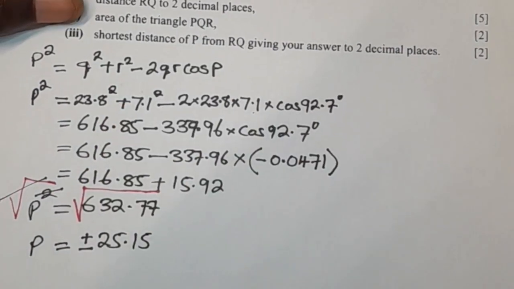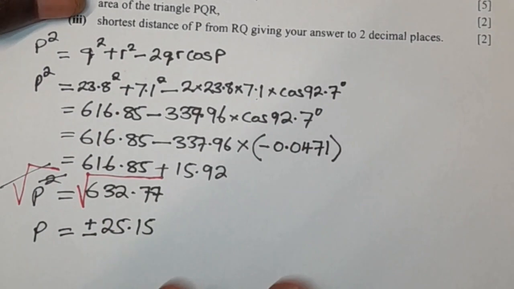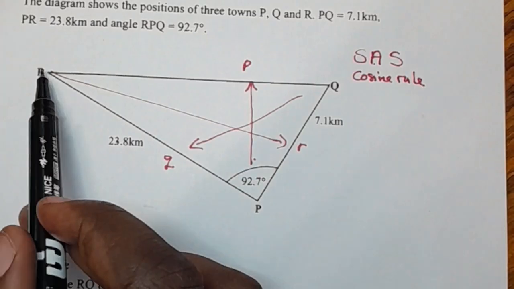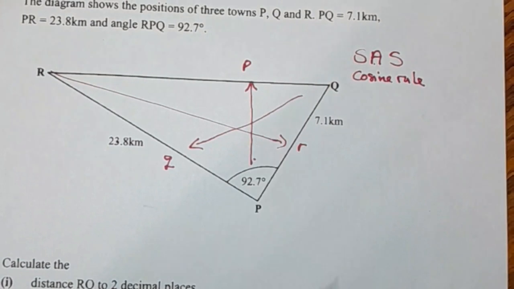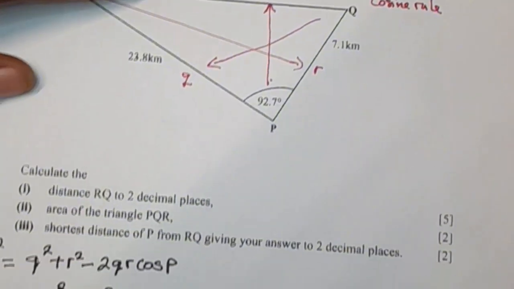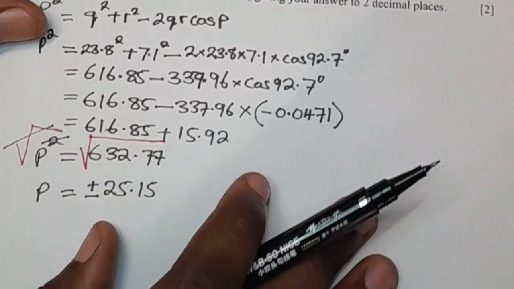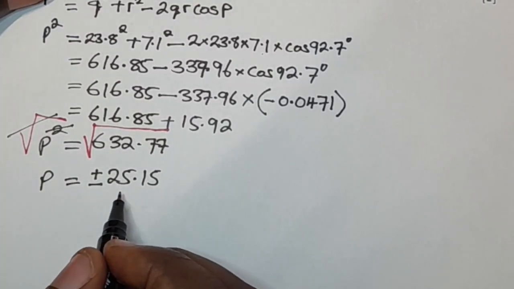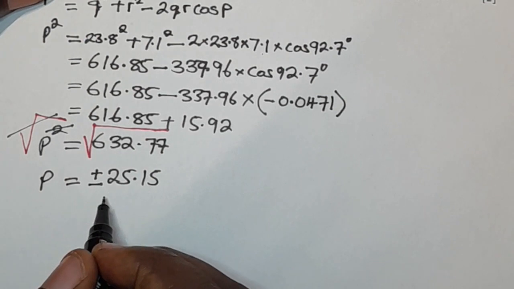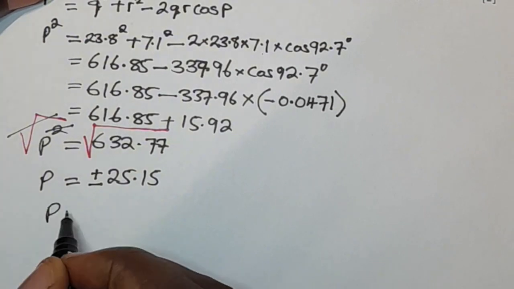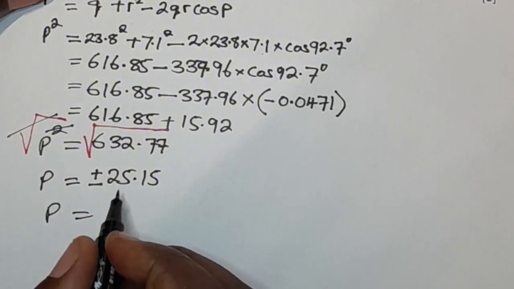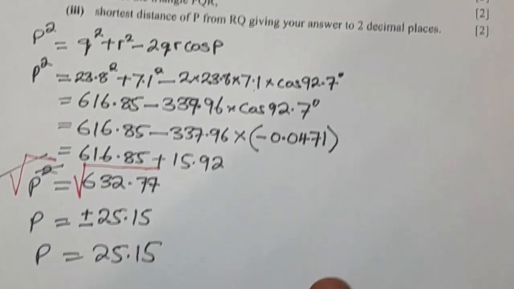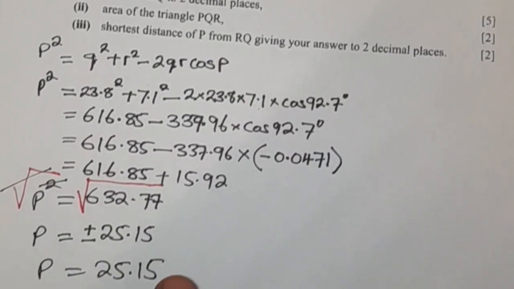Now when you look at this question, RQ is a distance, and there is no way we can have a negative distance. So in this case, we are going to reject the negative and accept the positive value. So we are going to have P is equal to 25.15. Now, what we found is P.